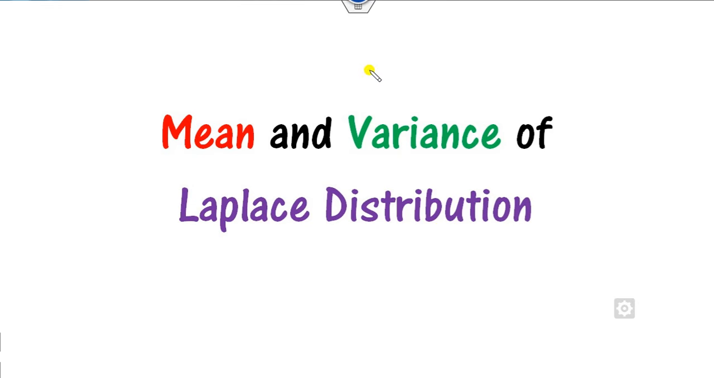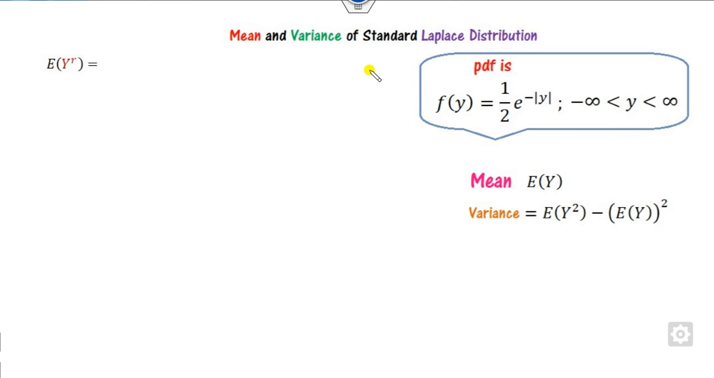How can you find the mean and variance of the Laplace distribution? We can start with the standard Laplace and then find the double exponential. Our target is to find E of y and E of y square. Clearly, whenever r is 1, that becomes E of y. When r is equal to 2, we get E of y square. So we can start from here.